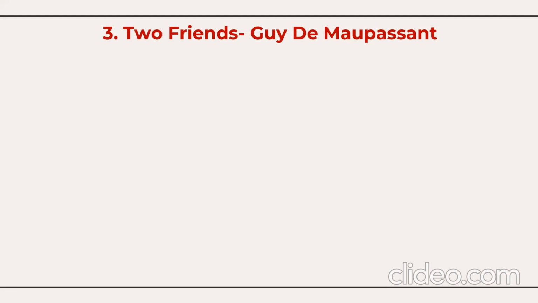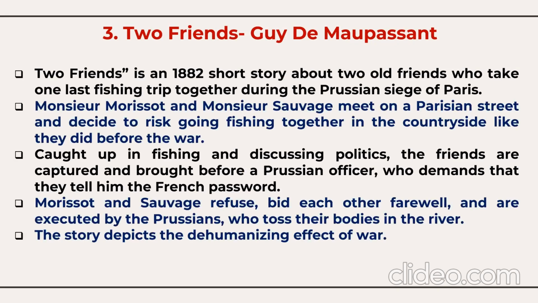Next, third lesson we have here, Two Friends by Guy de Maupassant. Two Friends is an 1882 short story about two old friends who take one last fishing trip together during the Prussian siege of Paris. Monsieur Morissot and Monsieur Sauvage meet on a Parisian street and decide to risk going fishing together in the countryside like they did before the war. So they go back for the fishing, which they used to do before the war.